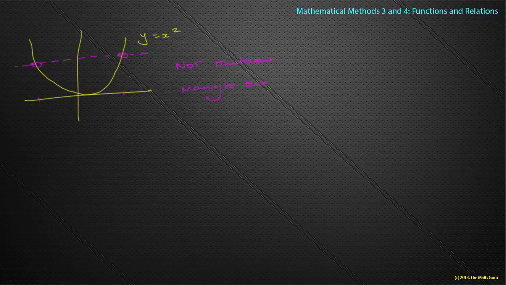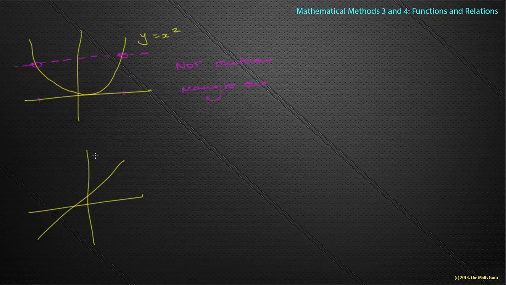And so it's fairly sensible to assume that if I have a straight line looking like that, and I draw a horizontal line through it, then for my y value I only have one x value, and that is a one-to-one function.